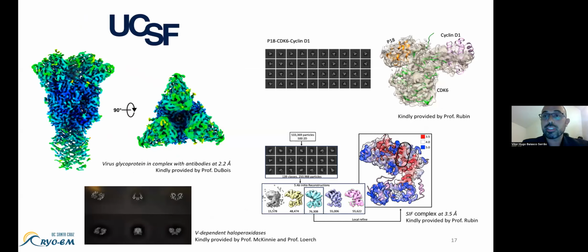So talking about some of the results that are not part of the national facility, but that were prepared, screened, and ready to go, and then the data collection was done on high-end instrumentation. Starting with some of the results that we have from UCSF, we have a viral glycoprotein interacting with antibodies, small proteins that are less than 100 kilodaltons, and such different ways of doing the data collection in terms of tilted, untilted, etc.